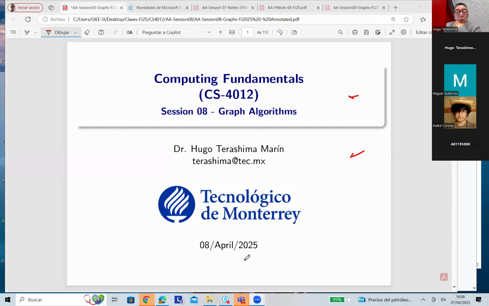Okay, welcome to session number 8. And this is on graph algorithms. And so this topic is going to be included just for the final exam, right?